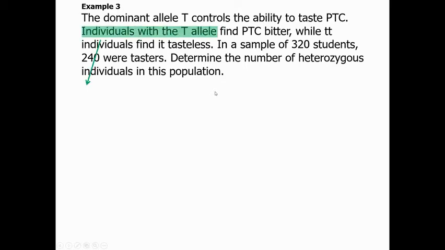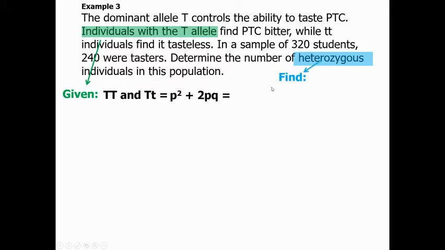They just gave us the dominant trait, which means they gave us p squared plus 2pq, because all of those individuals can taste it. And we're trying to find the number of heterozygotes.